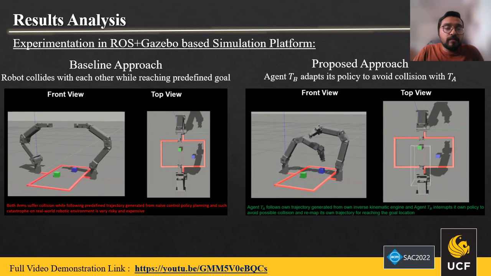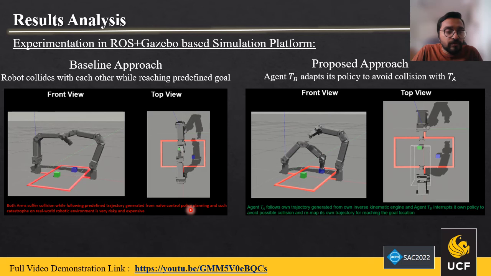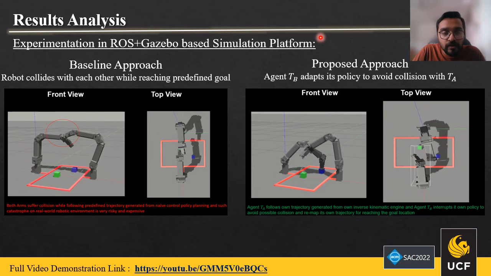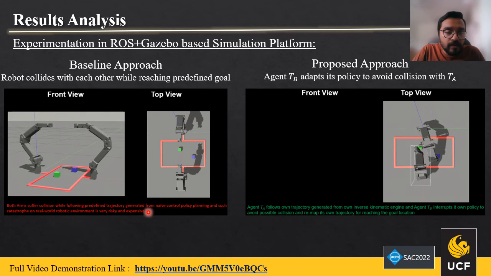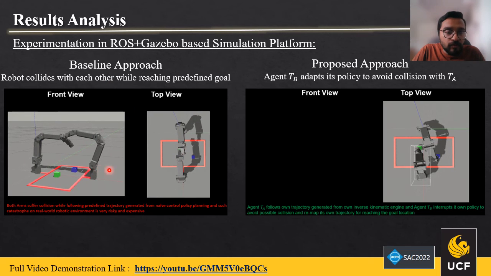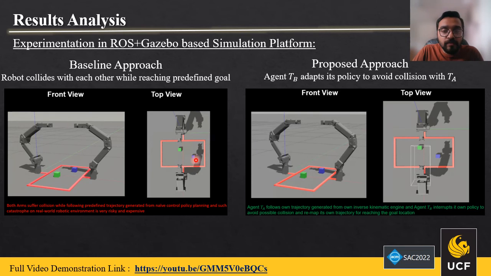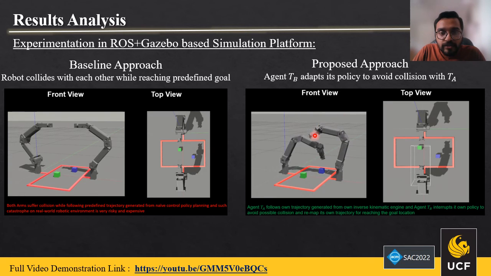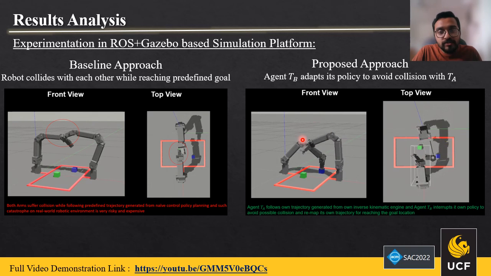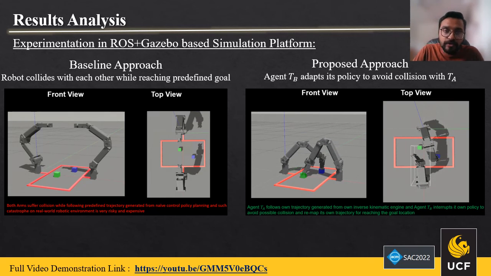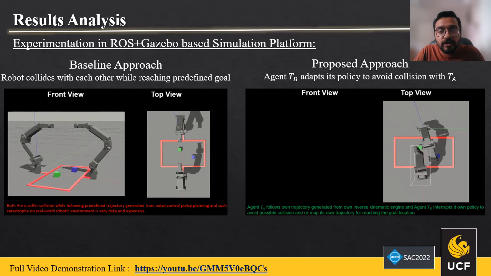Now let's look at an experimentation video that we did on the ROS based Gazebo simulation platform. We see that on the left side, when both the robots are working with the baseline approach, they collide with each other. But if we see the proposed approach, the agent TB, which is this one, stops and revises its policy so that it can avoid that catastrophic collision which can damage the mechanical structure of the robotic arm.